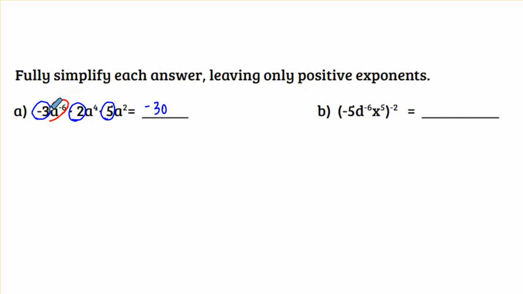Now we look at our variables. Since the bases are all the same, they're all a, we can add these exponents. So we have -6 plus a +4. So -6 plus +4 is -2. And -2 plus a +2 is 0. So we wind up with a to the 0 power. Well, what is anything to the 0 power? 1. So what we wind up with is -30 times 1, which is of course just plain old -30.